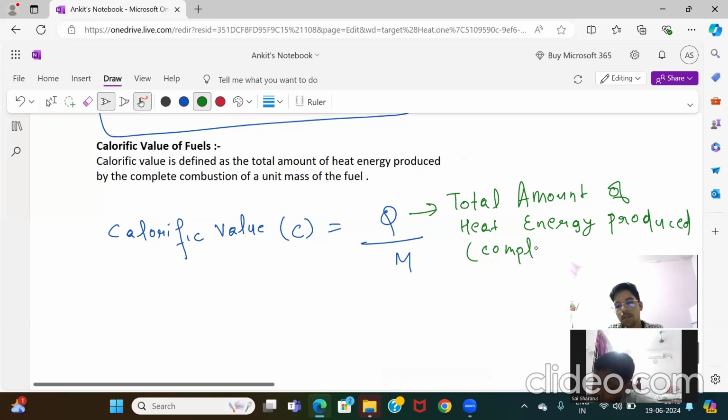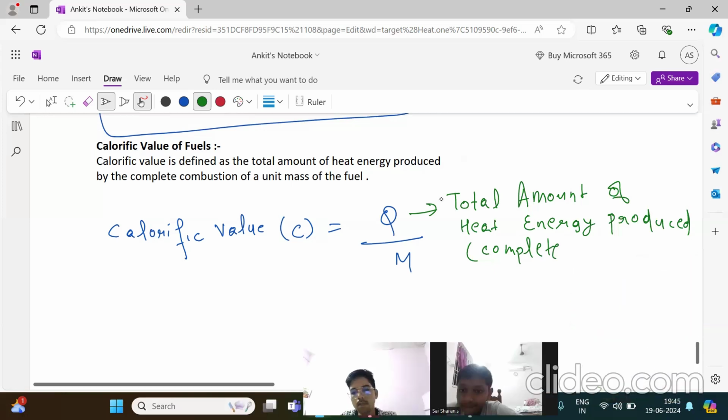What is combustion? I will explain. Complete combustion. What is M? M is the mass of fuel.